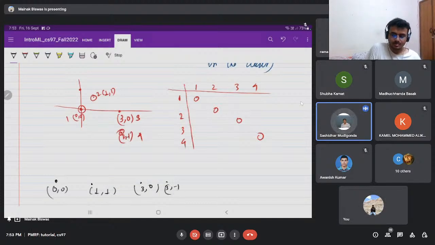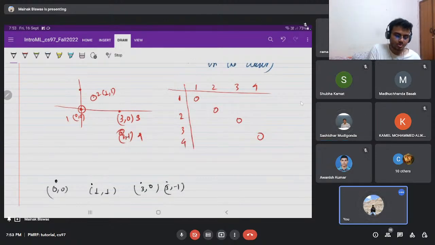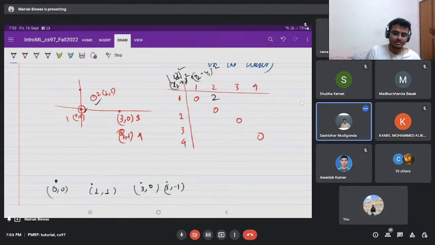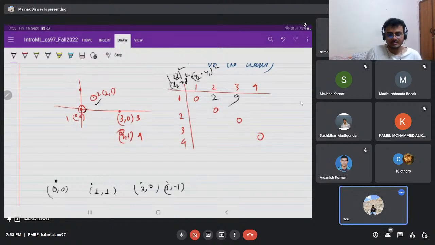If I take the L2 norm square, that is (x2 minus x1) square plus (y2 minus y1) square. So between 1 and 2, this is 2, right? Between 1 and 3, that is 9, right? 3 minus 0 square plus 0 square, so 3 square plus 0 square. That's it.